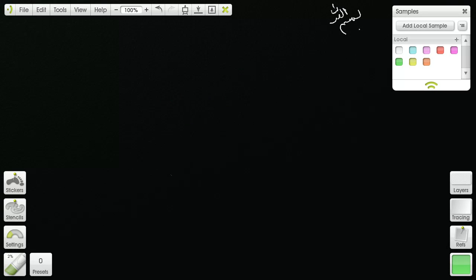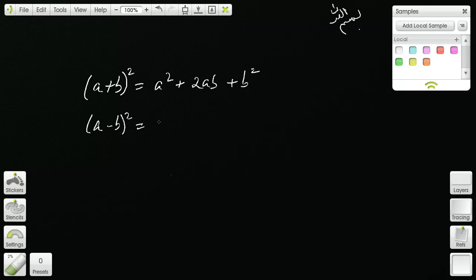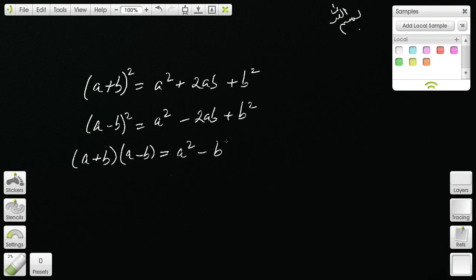So let me rewrite the three formulas. (a plus b) squared is a squared plus 2ab plus b squared, and (a minus b) squared is a squared minus 2ab plus b squared, and finally (a plus b) times (a minus b) is a squared minus b squared. I would request you to at least write this 5 times until you feel comfortable with these, and then you have to kind of memorize them.